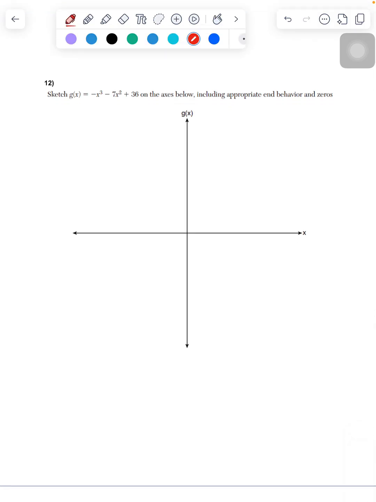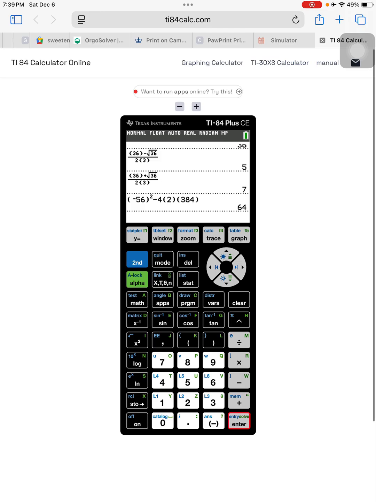All right. So this one is asking: sketch g of x equals negative 3x cubed minus 7x squared plus 36 on the axis below, including appropriate end behavior and zeros. So they're not asking for the y-intercept, although I'll show you what to do for the y-intercept. They're asking, again, just for the zeros. One thing I always recommend you guys do is, when you see this, put it in the graphing calculator and see what it looks like. If that works, you are good.